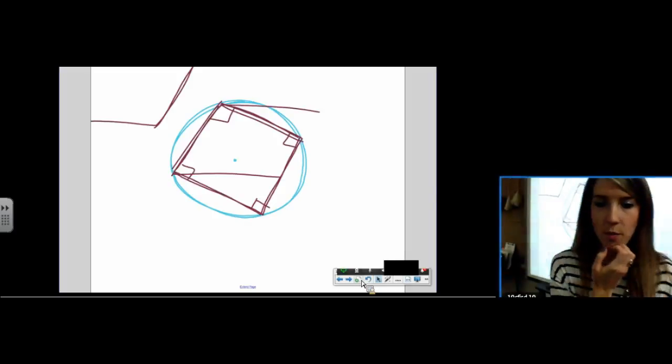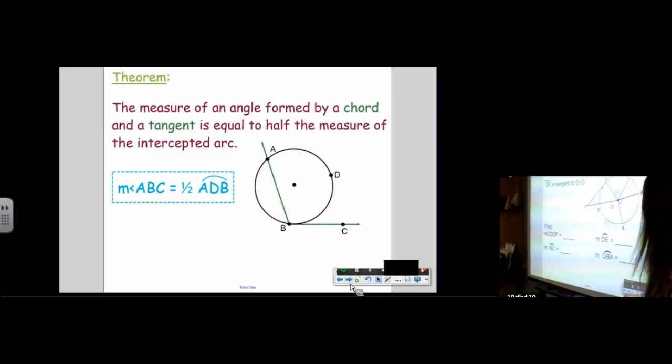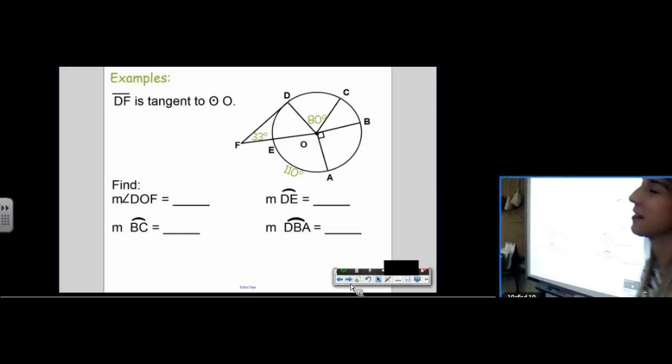Anyways, we're going to do one more example. If you need to log out, you can. Oh, we're not going to do that. Okay. The parallelogram is making me uncomfortable.